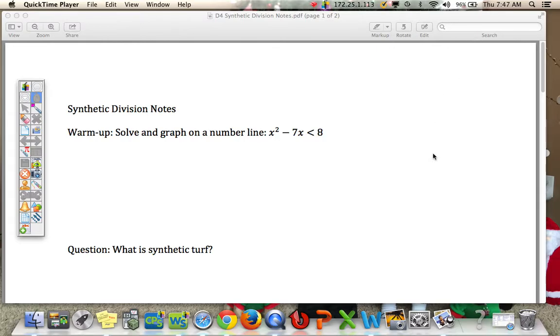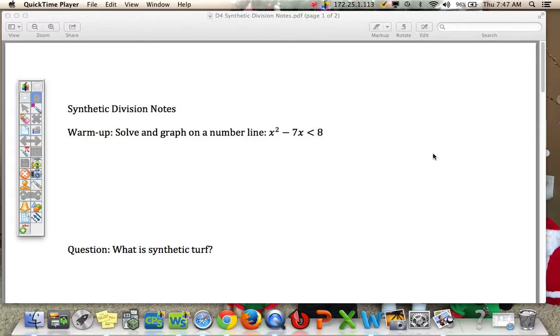Today we're going to look at something called synthetic division. We're going to start with a warm-up. Solve and graph on a number line. X squared minus 7x is less than 8. So now this is a parabola, a quadratic, and we have to figure out what numbers would work so that x squared minus 7x would be less than 8.